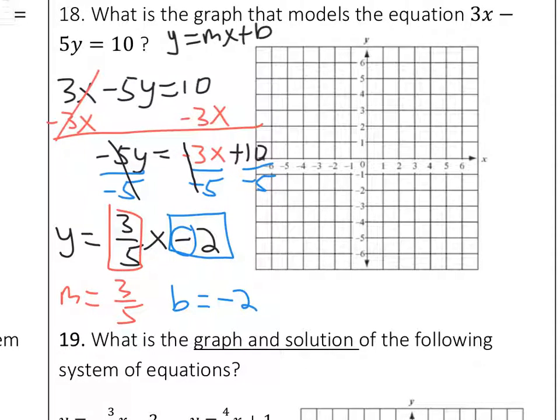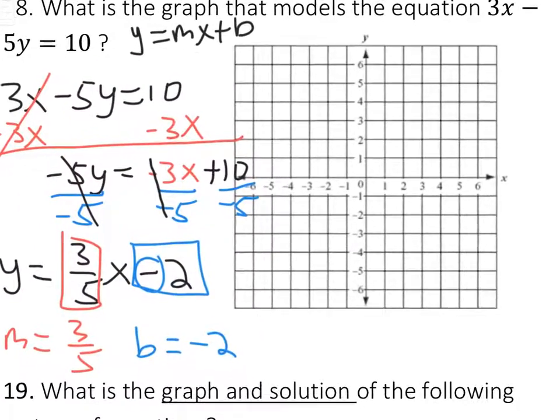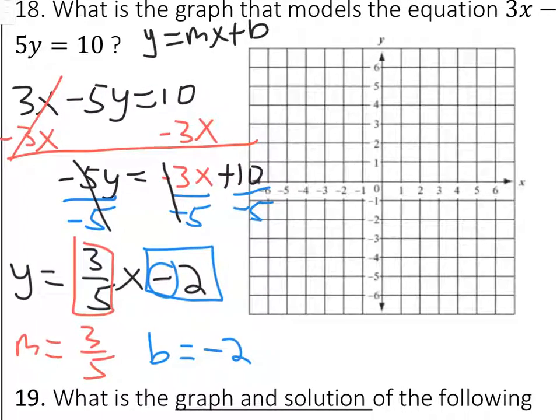Okay, so reviewing, going through and graphing your m and your b. First, you start with the b. So what you want to find is negative 2 on your y-axis. So let's go and find negative 2 right here. Let's put a dot there. Good. And then our slope is positive 3 over 5.